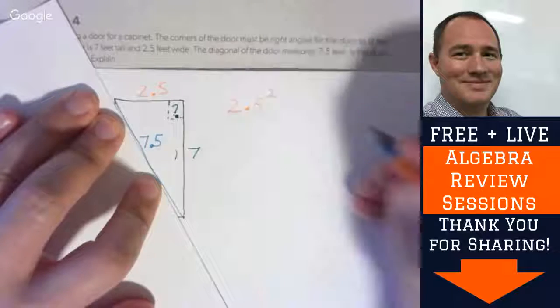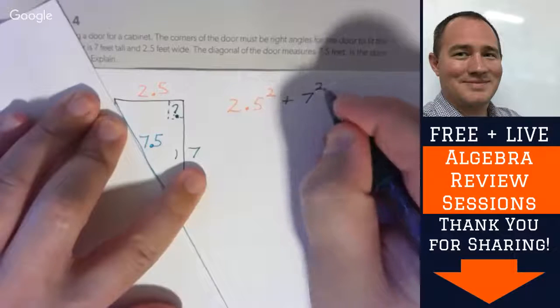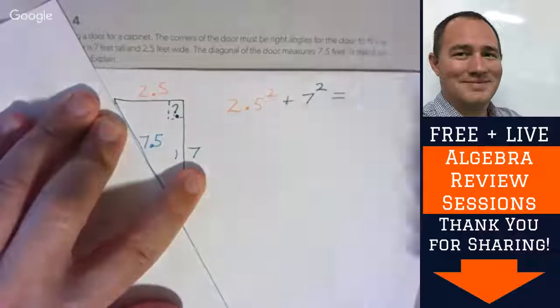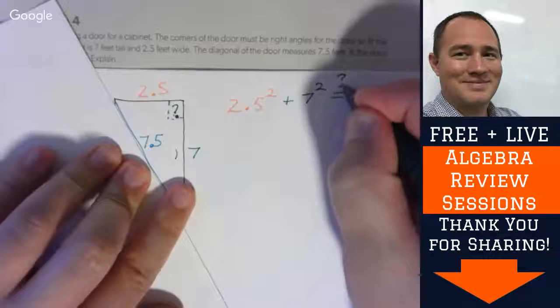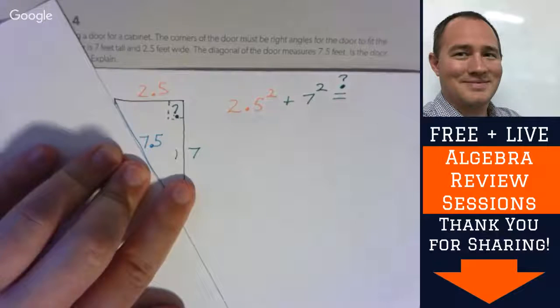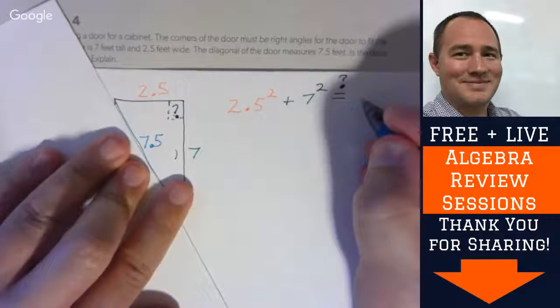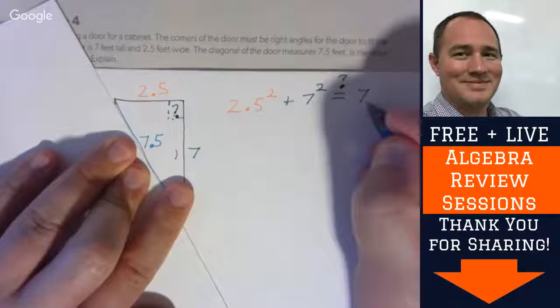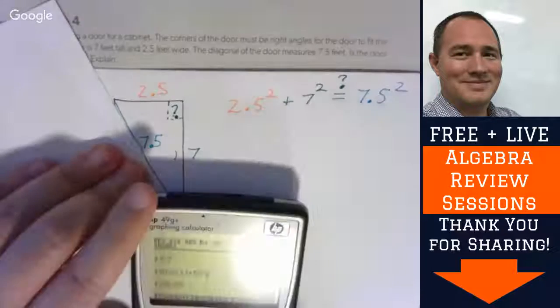2.5 squared plus 7 squared equals... and let me do that equals question mark, right? Because that's actually what we are testing. Does it equal 7.5 squared? I'll definitely need a calculator for this one.